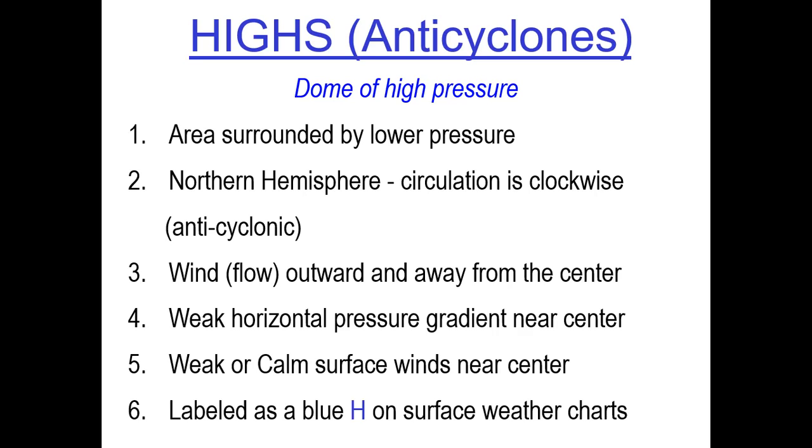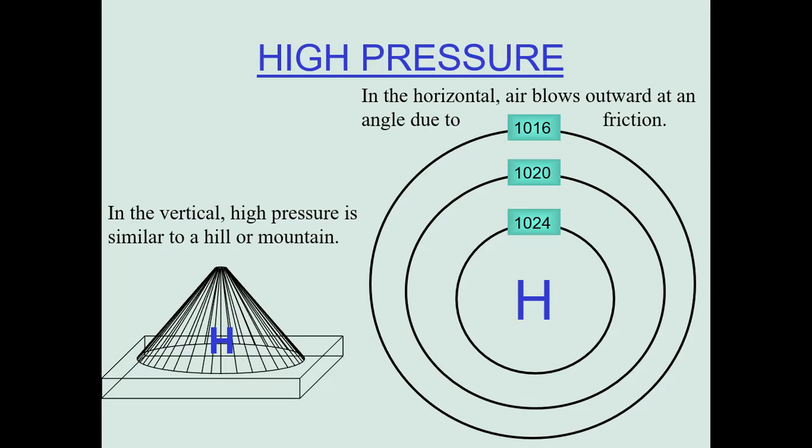So if you ever watch the nightly weather on TV, the newscast, you may see a surface chart showing a blue H or a red L. Well, the blue H represents those surface high pressure systems, or anticyclones. Breaking high pressures down further, if we look in the horizontal, the air generally blows outward, away from the center of high pressure systems. It blows at an angle across these lines of equal barometric pressure, these isobars, and it's mainly due to friction.